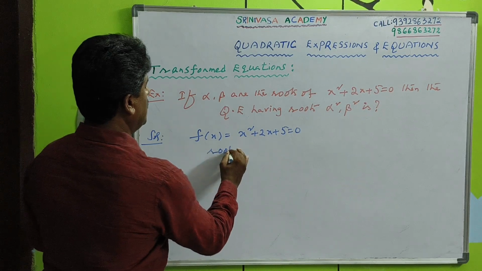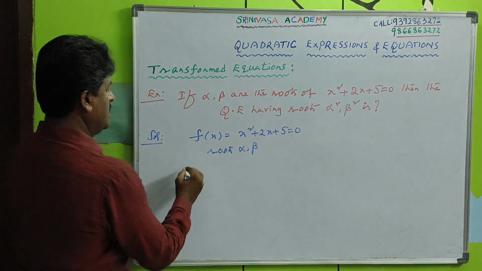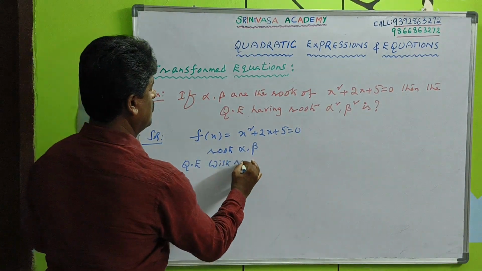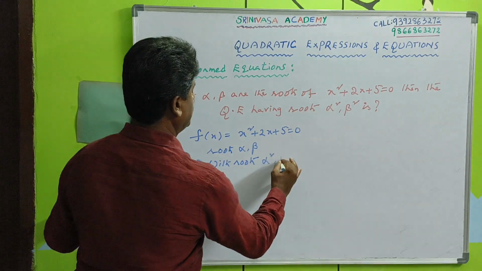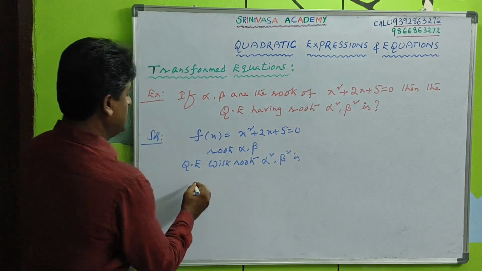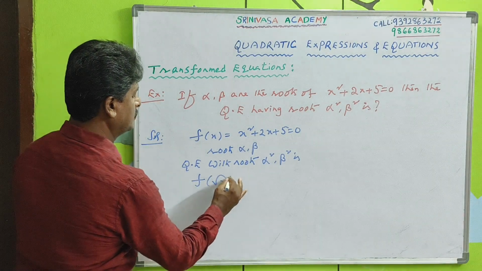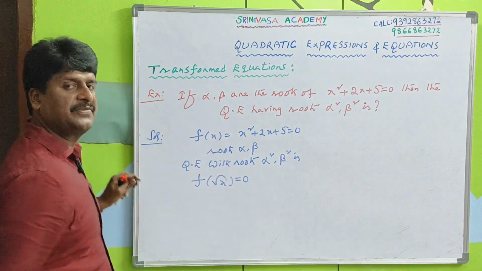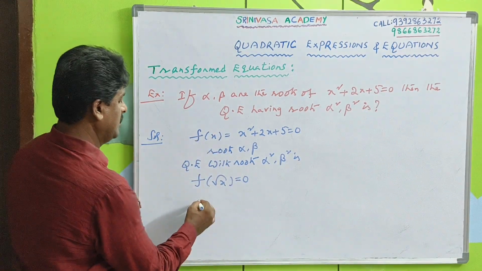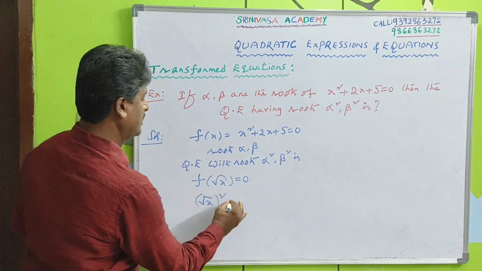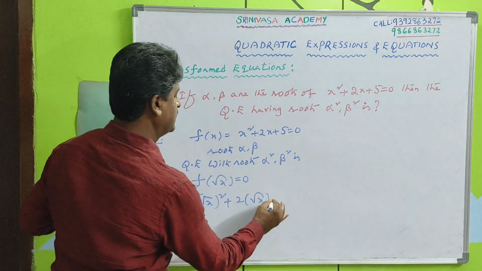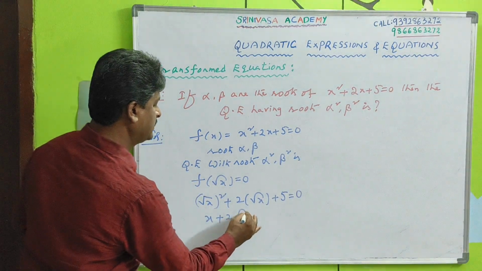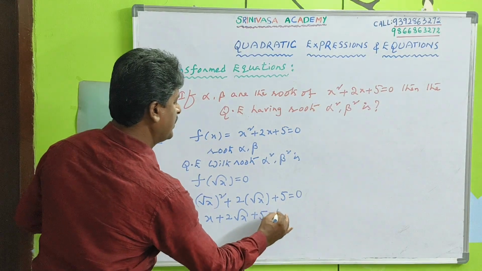Roots are alpha comma beta already given. Now the quadratic equation with roots alpha square comma beta square is f of root x is equals to 0. F of root x can be found by writing in place of x is root x in the given equation. We get root x whole square plus 2 times root x plus 5 is equals to 0, which is nothing but x plus 2 root x plus 5 is equals to 0.